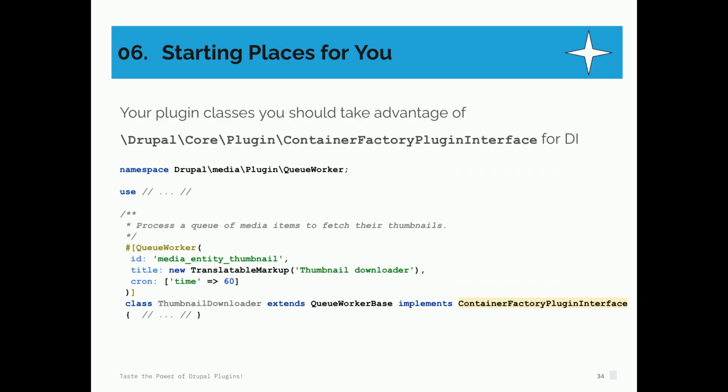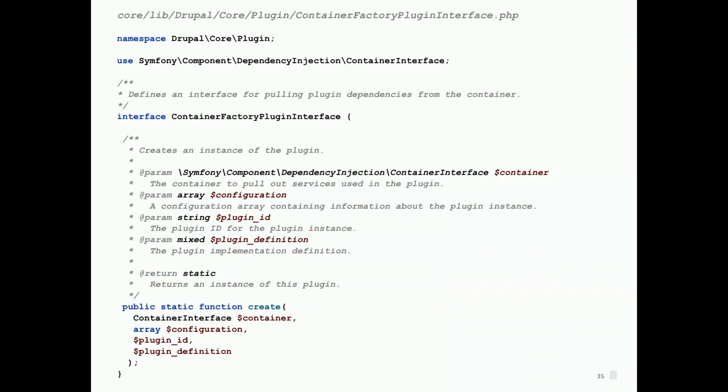Most of the time when you're writing something, especially a REST resource, or in this case, a thumbnail downloader that needs to load entities based on IDs in the queue, you want to inject a dependency. You're going to want to use this Container Factory plugin interface, and this interface is pretty simple. It only has one method that you have to implement, which is the create method.